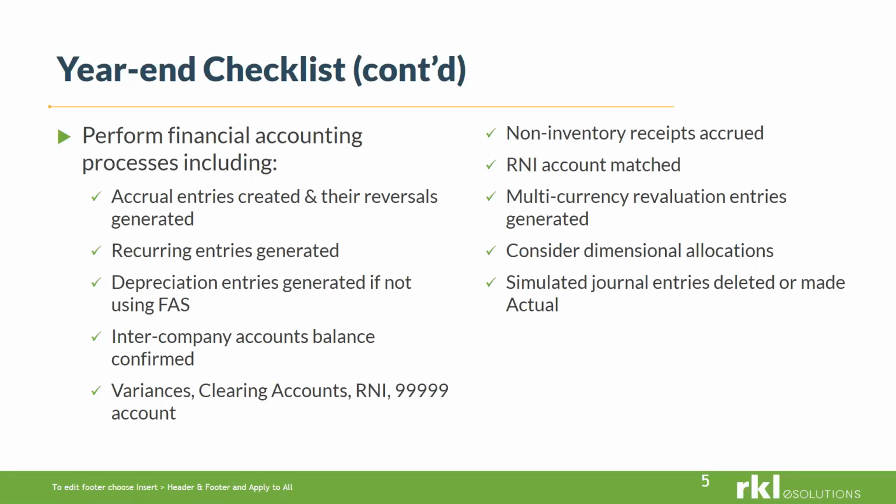You'll want to review the accounts for all of your variance and clearing accounts, such as your received not invoiced and your suspense account. If you have a non-stock managed product that isn't going to go through the purchase receipt process, then you'll want to make sure that you've accrued for any non-inventory items that you may have received but do not have the vendor or supplier's invoice for. You want to reconcile that RNI account against those receipts.